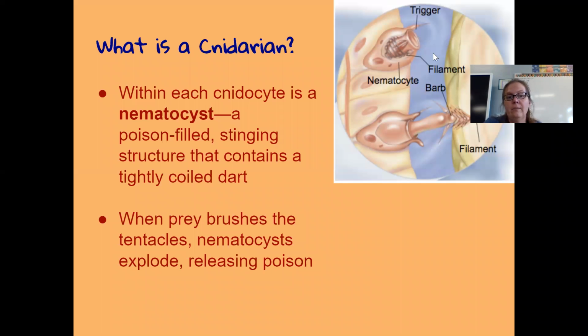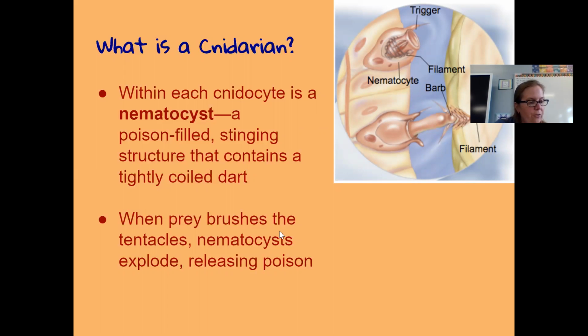So within each cnidocyte is a nematocyst, another type of cell that is a poison-filled stinging structure, and it contains kind of like a dart. If you look at this right here, this dart-like structure with this barb on it, it will actually shoot out of these nematocysts and sting the object. And if that happens to be your leg or another animal, it hurts. When the prey brushes the tentacles, there's this little trigger, and when it brushes it, it actually triggers the nematocyst to explode, releasing that poison stinging dart.